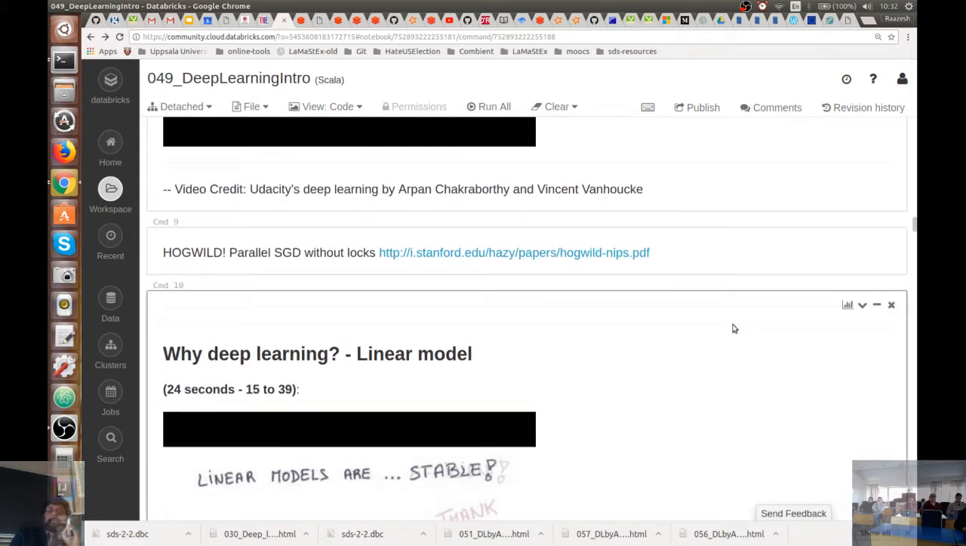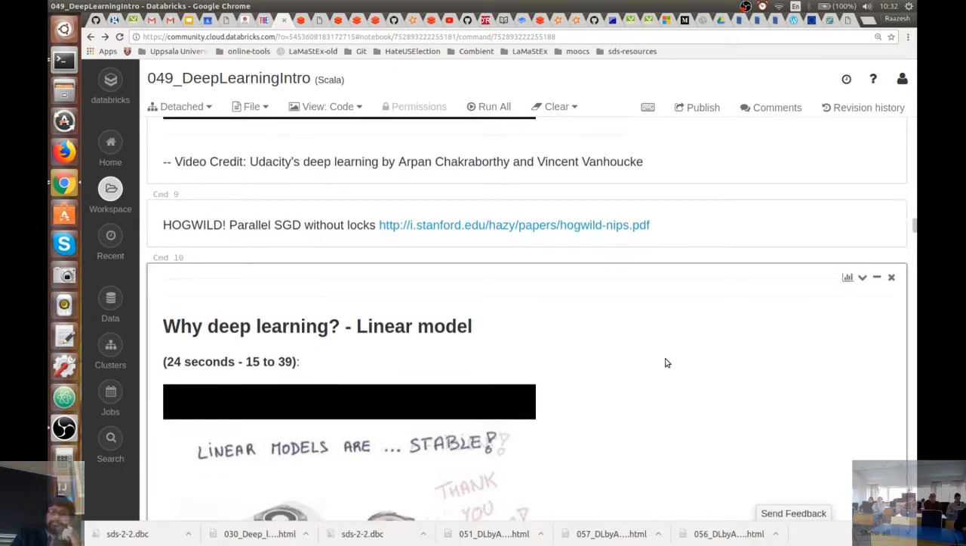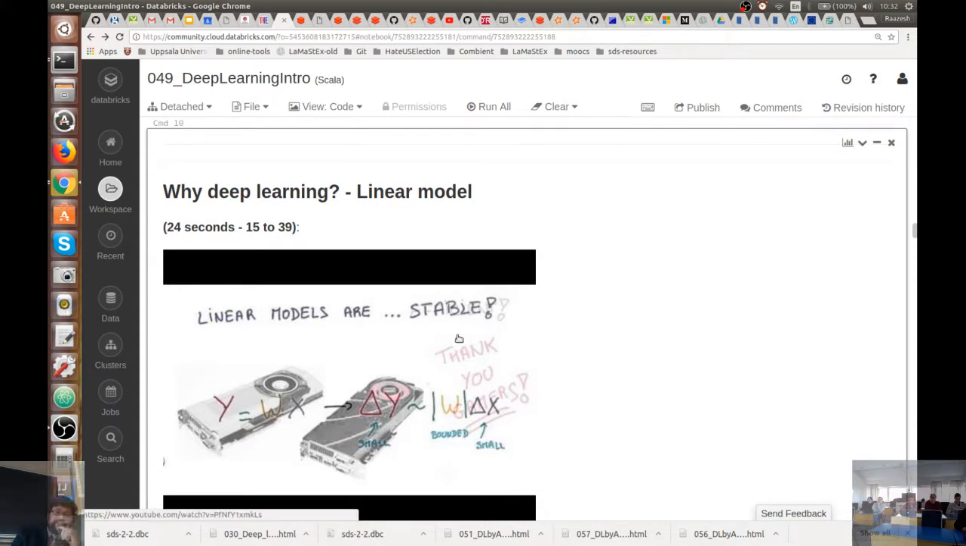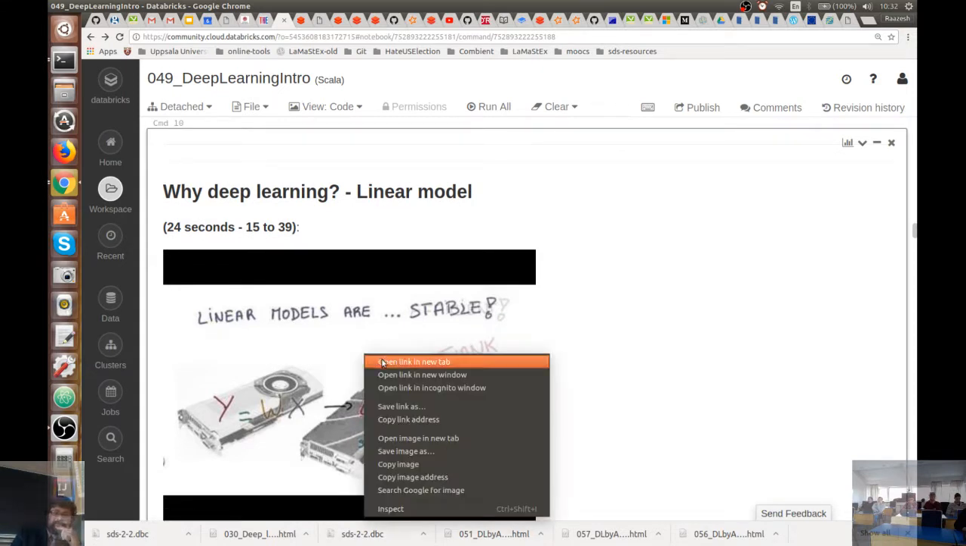Okay, so there are some more details, for those who are into optimization, on how to do parallel stochastic gradient descent without locks. So I think this is one of the algorithms that's in TensorFlow. Okay, read those preprints. So now the next thing is, let's watch this.